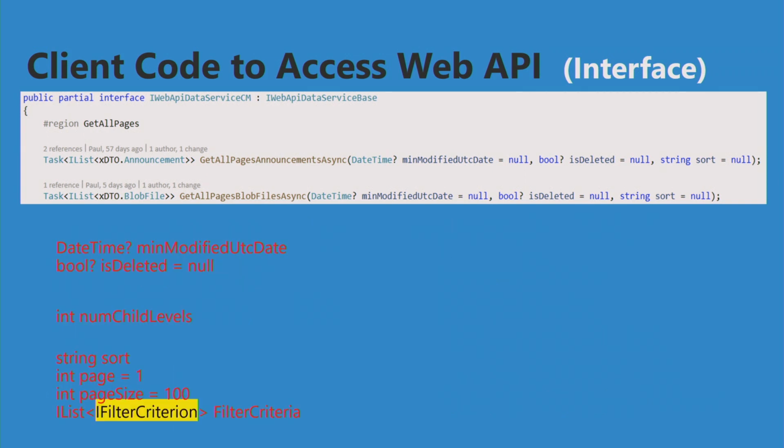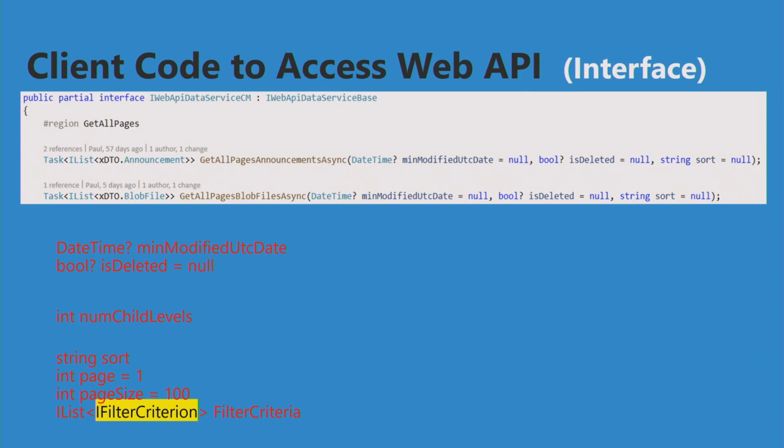So can anyone tell me why we might pass something like the minimum modified date to the web API? If we're calling from a client-side application into the server side and we're trying to get that data and load it to the client? Minimize the amount of data, and you're getting the changes.